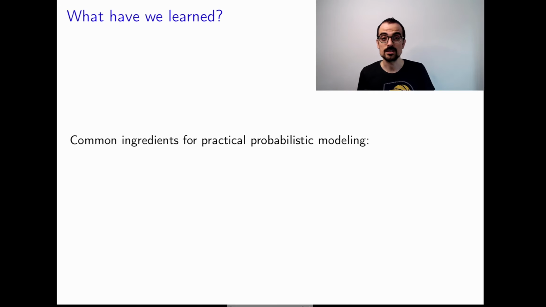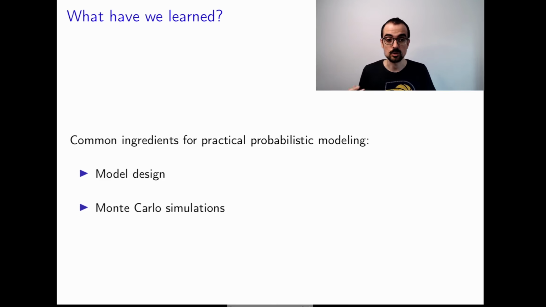Okay, so what have we learned? We have learned some common ingredients for practical probabilistic modeling that is applied to estimate things such as presidential elections. This includes model design, so you have to know how the presidential election actually works to build a model adapted to it. So in this case, you have electors in each state, so you have to figure out what happens in each state, then you have to aggregate and so on.